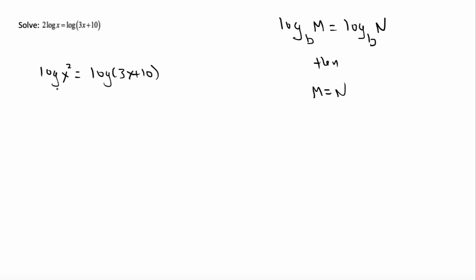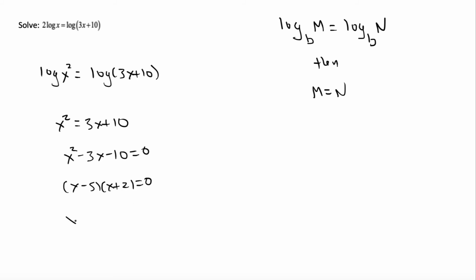Remember, these are both the same base, and they're equal to each other. So what can we conclude then? We can conclude that x squared has to equal 3x plus 10. And this then just becomes a quadratic equation that we should be able to solve in terms of x. This is factorable, so we'll do it: x minus 5 times x plus 2 equals 0.